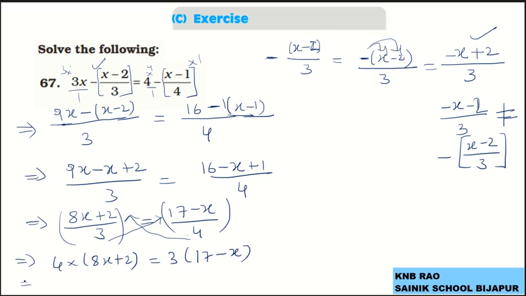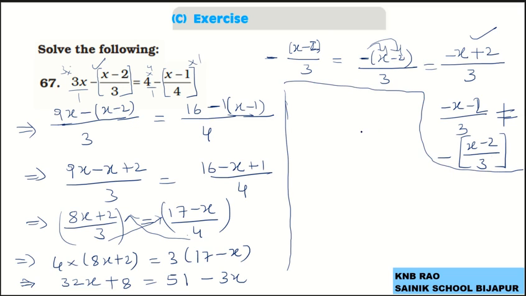Now, distributive property, we have 4 into 8, 32x plus 4 into 2, 8 equals to 3 into 17 is 51 minus 3 into x is 3x. I will solve here. So, 32x plus 8 equals to 51 minus 3x.